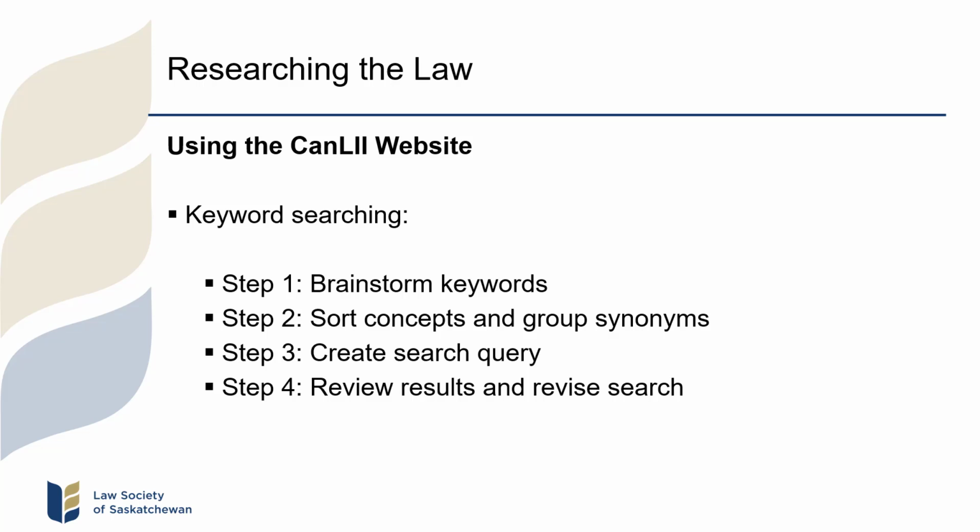In this strategy, step 1 is to take your situation and brainstorm all of the keywords, terms, and phrases that you can think of. The second step is to sort all of those keywords into distinct concepts and to group synonyms of those concepts. The third step is to use these concepts and synonyms to create a search query for CanLII's keyword search box. And the fourth step is to conduct the search, review the results, and revise the search if needed.